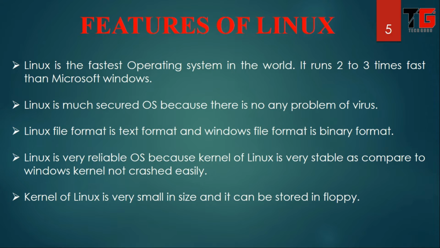Now we learn about the features of Linux. Linux is the fastest operating system in the world. It runs 2 to 3 times faster than Microsoft Windows. Linux is a much secure OS because there is no problem of virus. That means virus does not attack the Linux operating system because on Linux there is no execute permission on any file. Linux file format is text format and Windows file format is binary format. Linux is a very reliable operating system because the kernel of Linux is very stable. As compared to Windows, the kernel does not crash easily. The kernel of Linux is very small in size and it can be stored in a floppy.